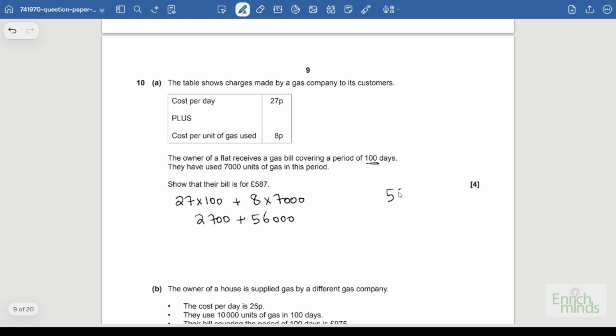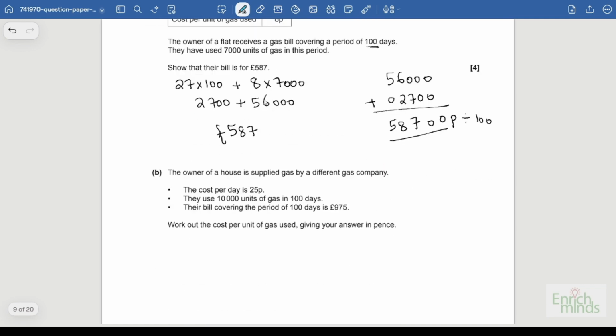So when I add them, making sure they all align properly, this will give me 58,700, and this is in pence. We need to convert it back to pounds. So you divide by 100 to get 587 pounds. So I have shown that the cost by the end of the 100th day is 587 pounds.